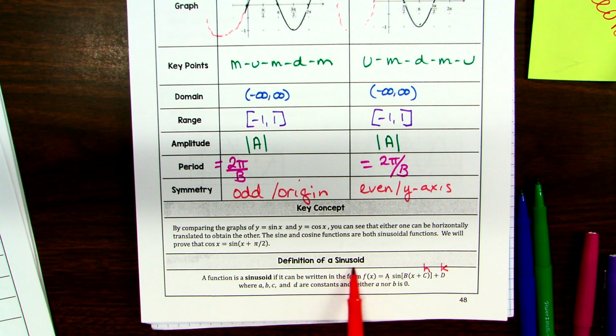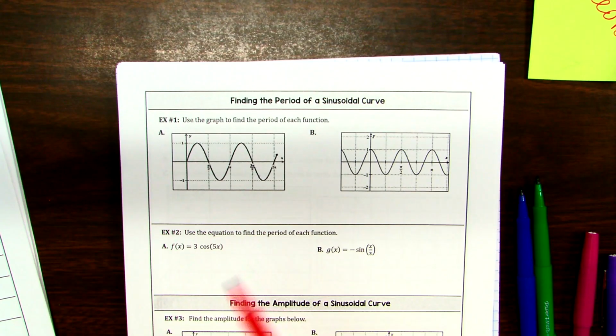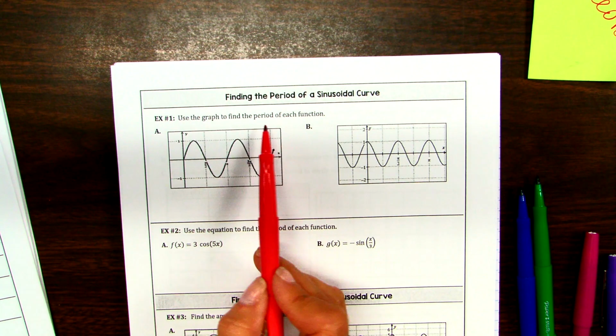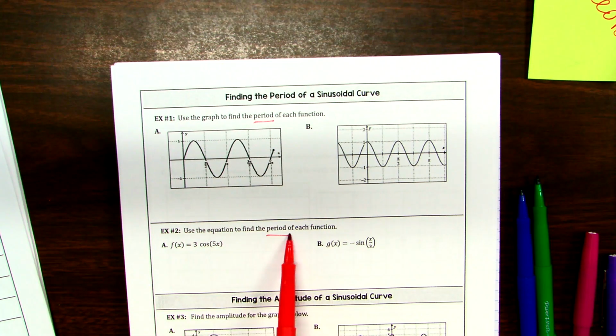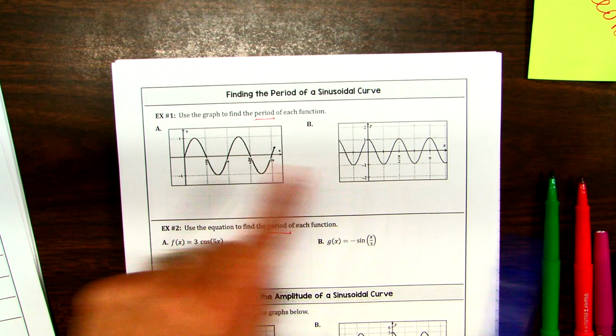This word sinusoid, or sinusoidal graphs, are sine and cosine graphs. What this means is this. Let me show you with this next graph. What we're going to do in example 1 and 2 is find the period from the graph or the equation. Stuff you already know how to do. We'll review it real quick. You got this.